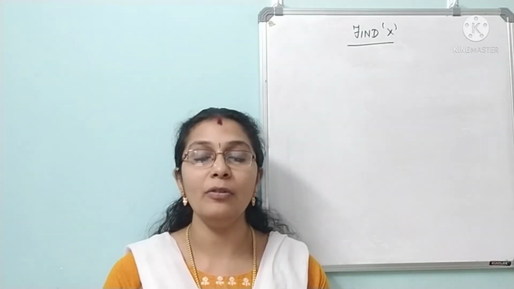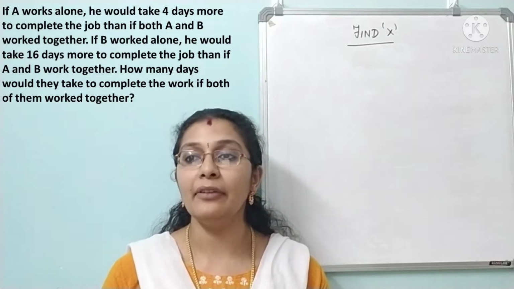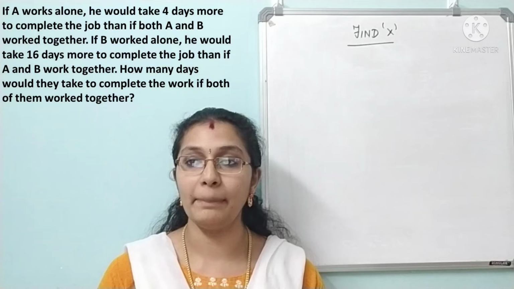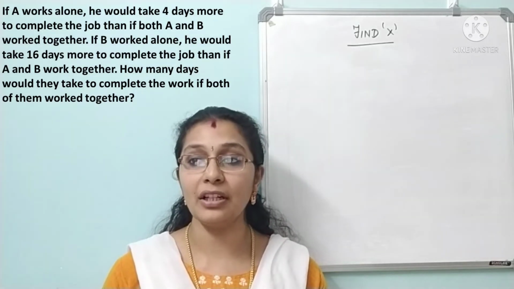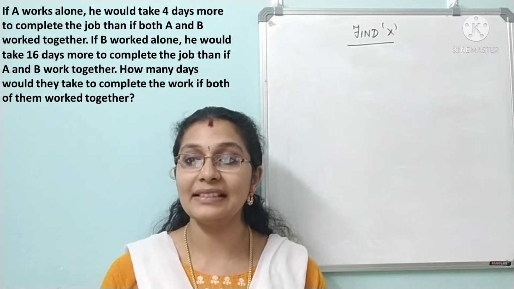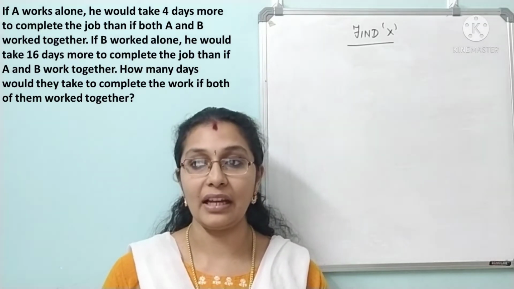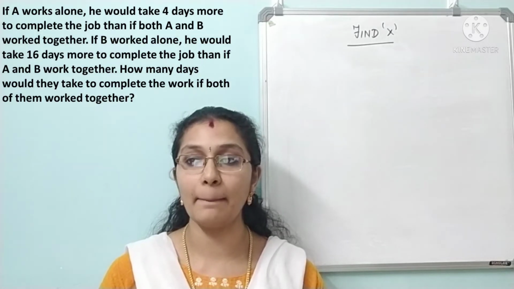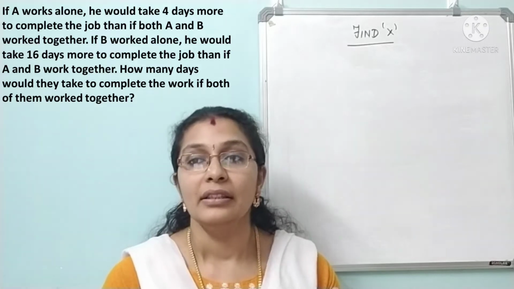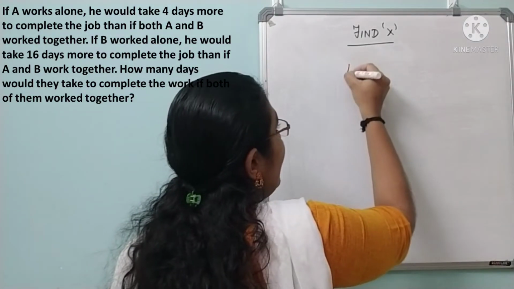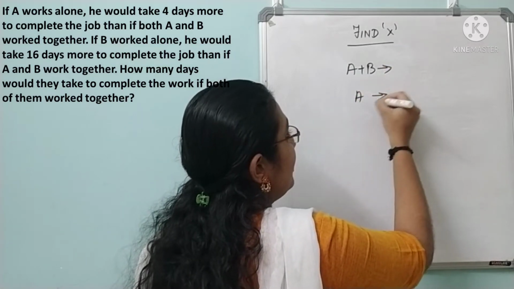Now we will go with the second question. If A works alone, he would take 4 days more to complete the job than if both A and B work together. If B worked alone, he would take 16 days more to complete the job than if A and B work together. How many days would they take to complete the work if both of them work together? So, listen. A plus B, A and B.